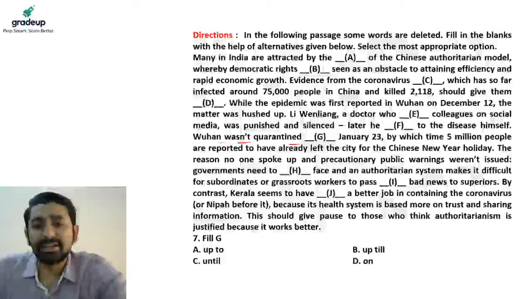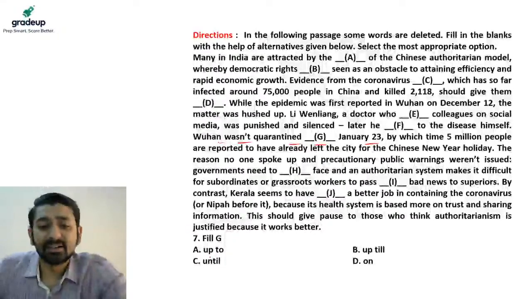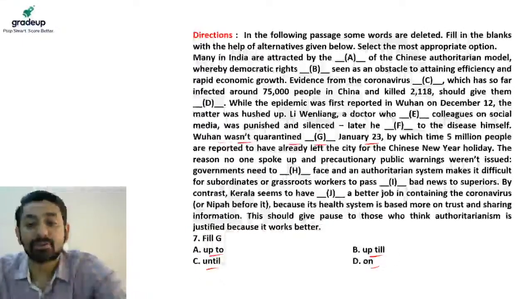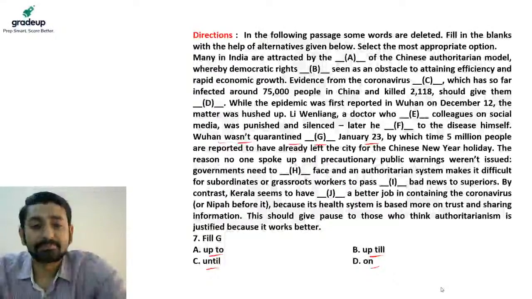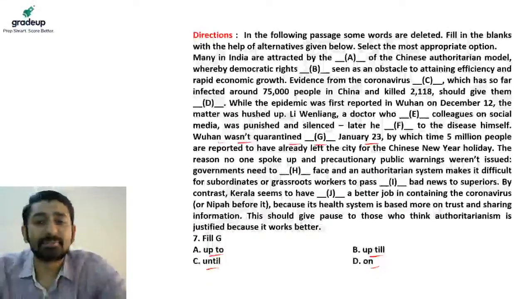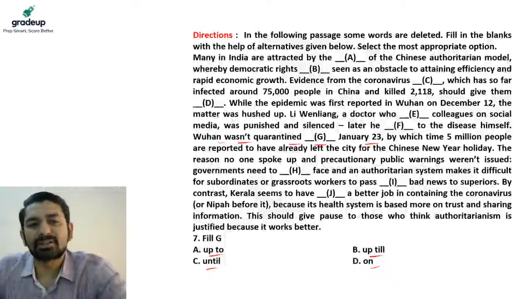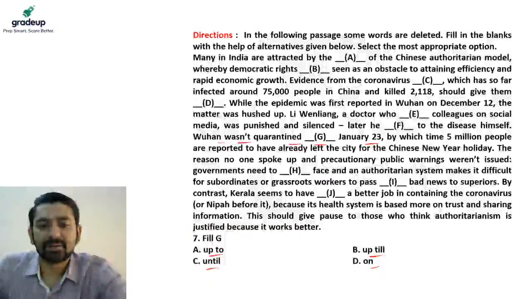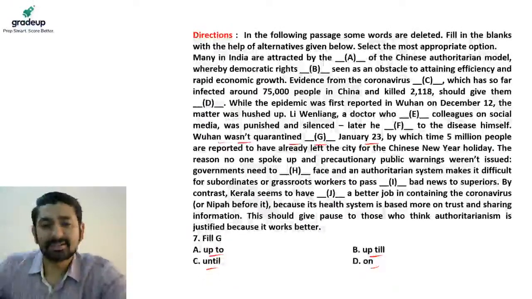Wuhan wasn't quarantined dash January 23rd. Up to January 23rd, up till January 23rd, until or on. Which do you think is the appropriate option for this one? Give me the answer quickly, guys. I'm waiting for your answers, so it's better you keep answering in the chat boxes, keep liking and sharing the video as well. Yes, the correct answer for this one is C, guys.